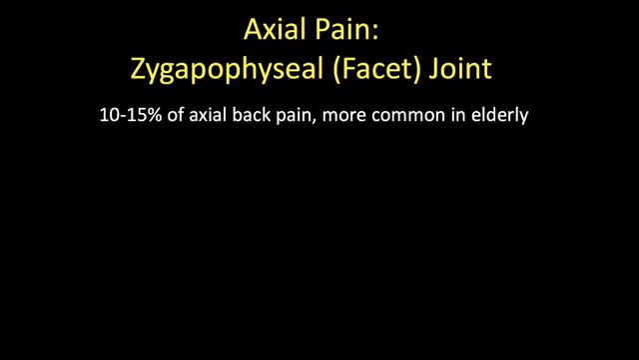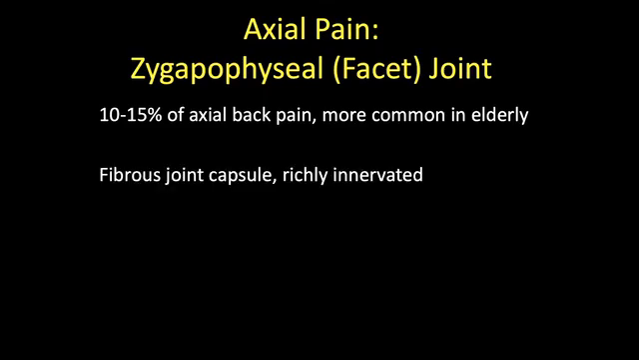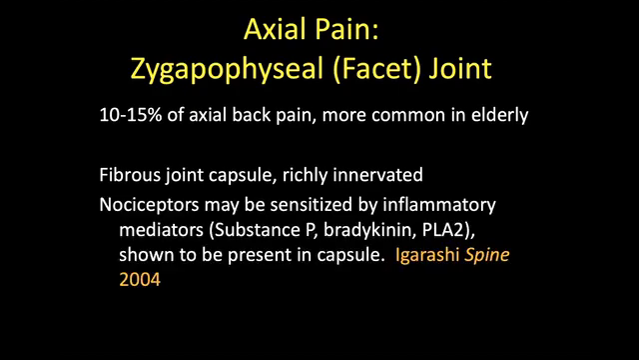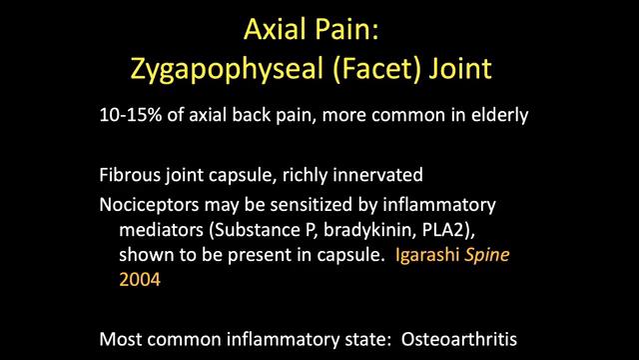Now, in terms of axial pain from the facet joint, about, as mentioned, 10 to 15% of axial pain, more common in the elderly. There's a fibrous capsule of the facet joint that's richly innervated. There are nociceptors that may be sensitized by inflammatory mediators. And the most common inflammatory state, again, is osteoarthritis.